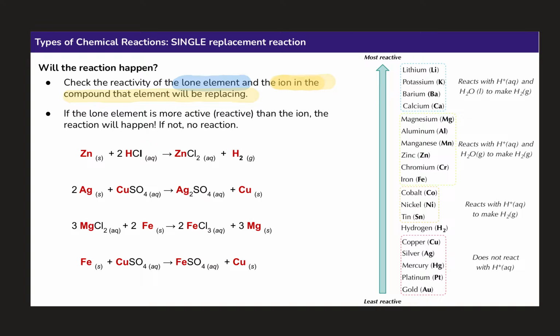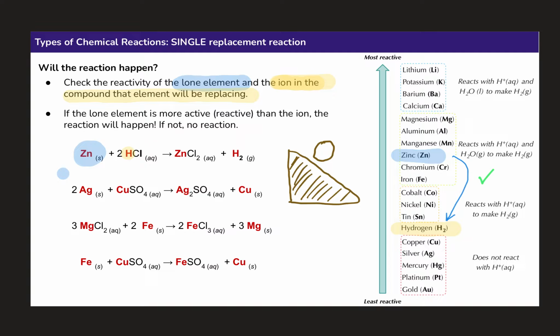In our first reaction, zinc is the lone element and it will be replacing hydrogen in the aqueous compound. So we start by identifying where on the activity series zinc is, and then draw a line to hydrogen. If the lone element is more active than the ion, then the reaction will happen. You'll see this as drawing an arrow down. I like to think of it as boulders will roll down a hill spontaneously. So if you're going down to the ion from the element, the reaction will happen.